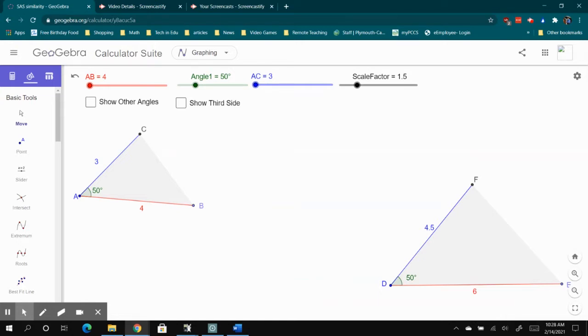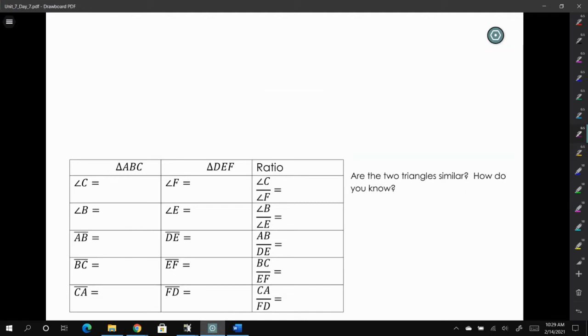Now, something we have to do is show that third side. There's only one way to connect points C and B here, and only one way to connect points F and E. So when we draw in that third side, we can measure that. And now that we have that third side drawn in, we can measure the other two angles. So now that I have this information, we can go fill in the table.